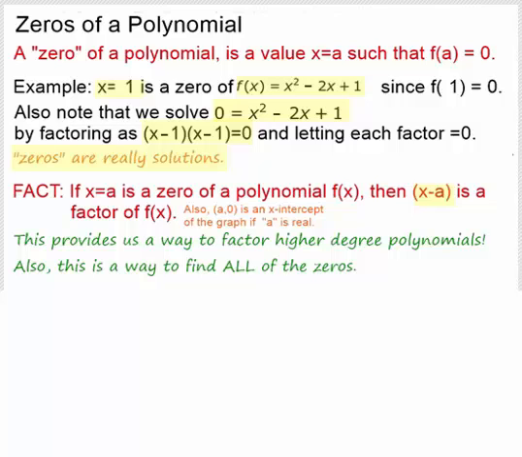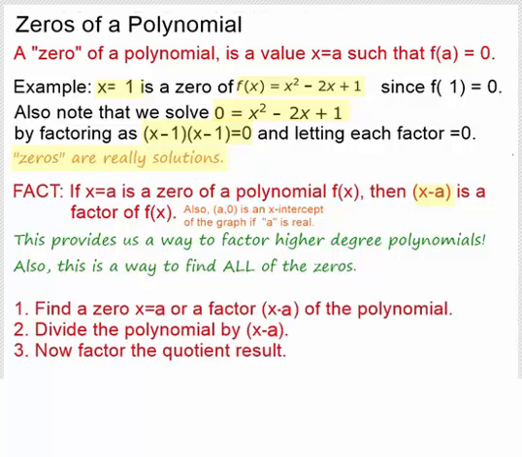Now this provides us a way to factor higher degree polynomials. Also, this is a way to find all of the zeros. If we can find a single zero x equal a, or a factor x minus a of the polynomial, we can then divide the polynomial by that factor, x minus a, and then what we have is x minus a times a smaller polynomial. We can then often factor that smaller polynomial or find its zeros quite easily.